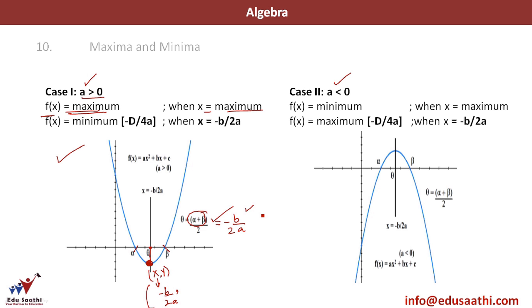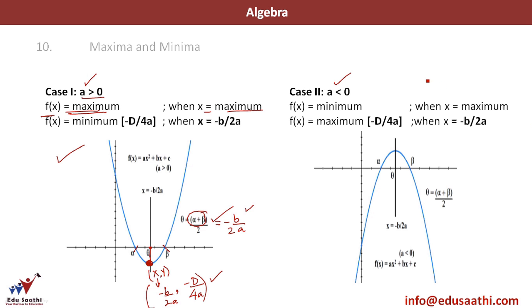You can find this value, put back the point in the equation and find the minimum value. If you don't want to do that, you can just simply remember the point as: x coordinate minus b by 2a, y coordinate minus D by 4a.